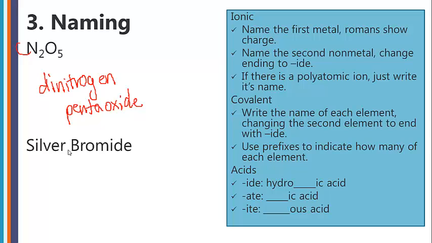Next, I've got silver bromide. So silver is technically a transition metal, but its charge is always +1. So that's just going to be silver, +1 charge. Bromide used to be bromine, and that's just Br, and that charge is -1. So my charges are already balanced, so my formula is just AgBr.